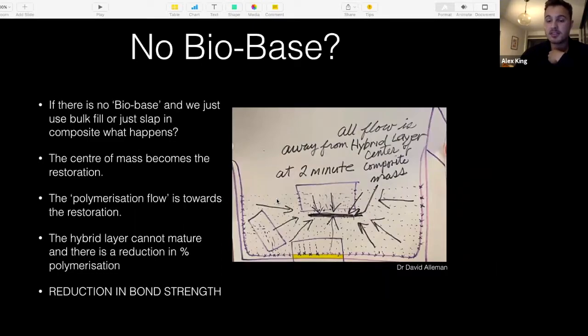And the hybrid layer can't mature, so you're losing bond strength. And this is what I mean. If you don't allow the hybrid layer to mature, if you go more than 1.5 millimeters above the bond layer within the first 5 minutes, you lose 80% of your bond strength.